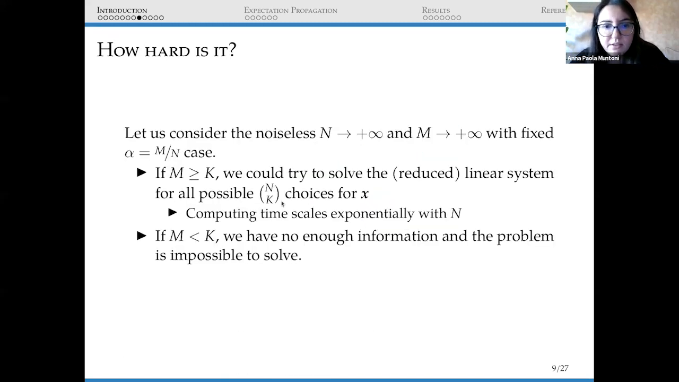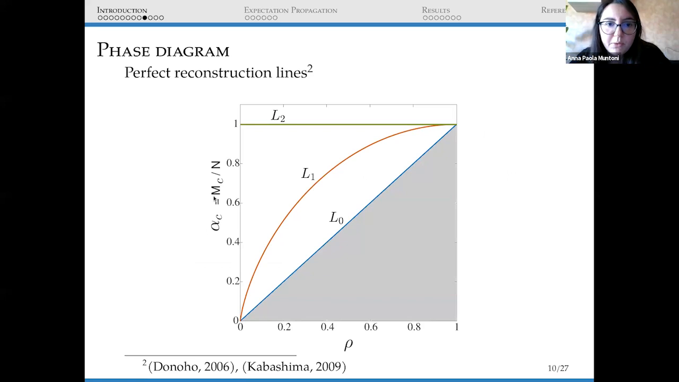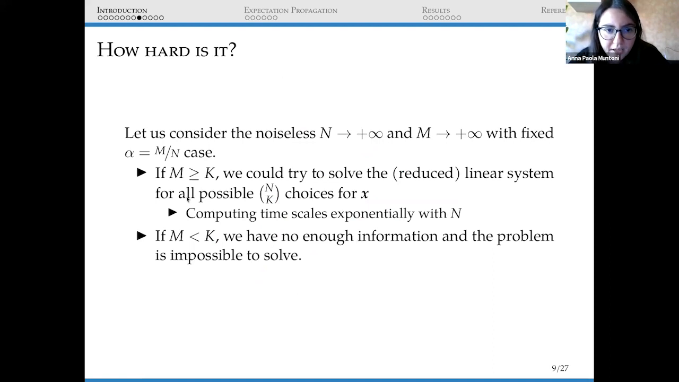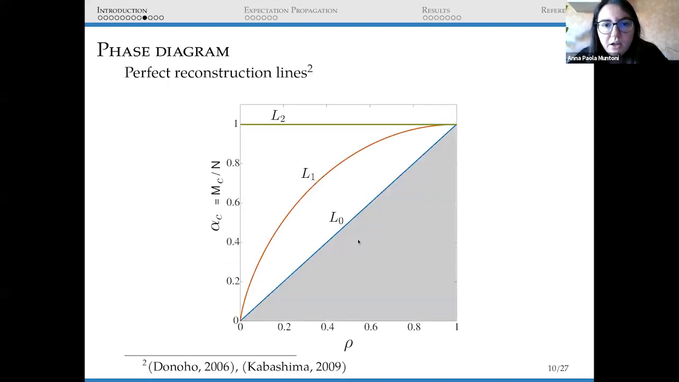Knowing this, given a priori knowledge of the solution space, what people have tried to compute is the perfect reconstruction, where you assume the L0, or when you try to impose an L1 or L2 regularization. So here, rho, as we have said before, is the fraction between the number of non-zero entries in X divided by N. Instead, alpha on the y-axis is the number of equations divided by N.